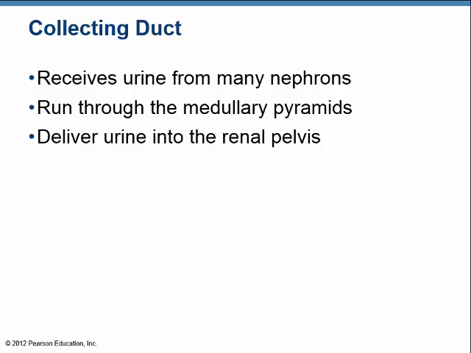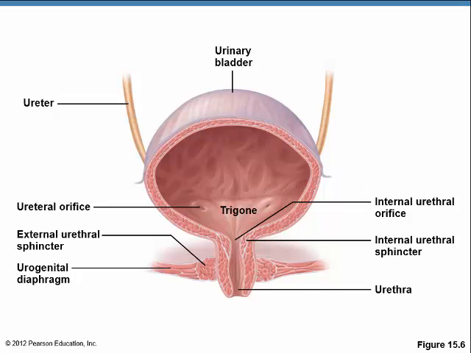The collecting duct receives urine from many nephrons. As it continues, it will run through the renal pyramids and deliver urine into the renal pelvis. Each ureter will drain urine into the urinary bladder. The urinary bladder will hold urine, storing it until it's convenient to empty the bladder. The muscle in the bladder wall will contract, the sphincters will relax, and that will allow urine to leave the bladder through the urethra.